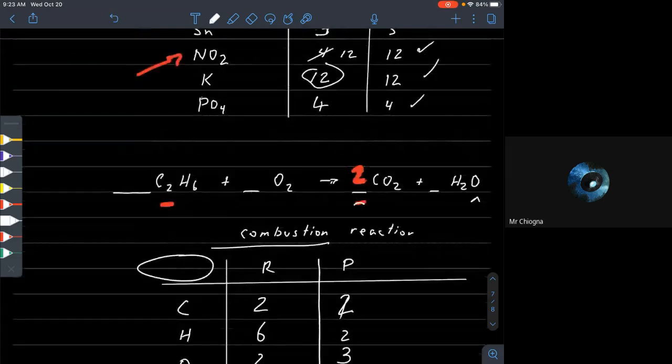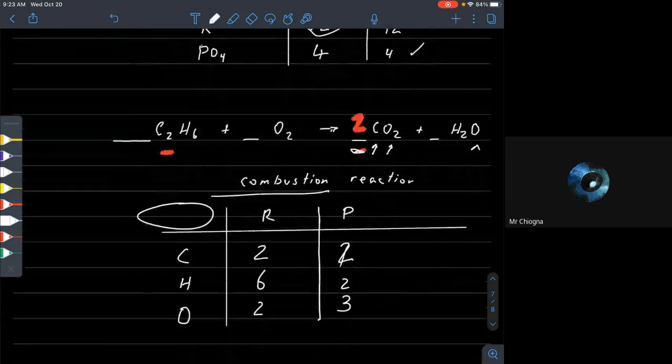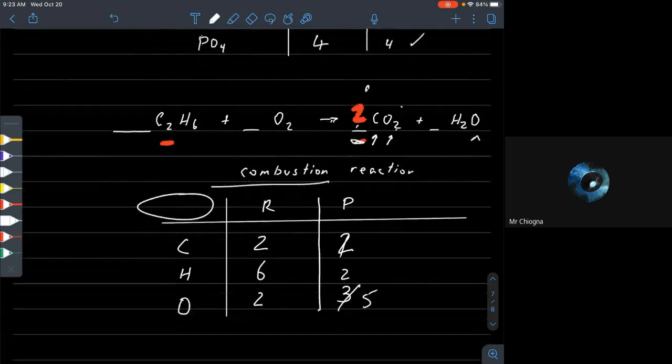However, this 2 not only multiplies with the carbon, but also the oxygen to give me 4 oxygen plus this one here. There's now 2 times 2, which is 4, plus 1, 5. Not 3 anymore, but 5.